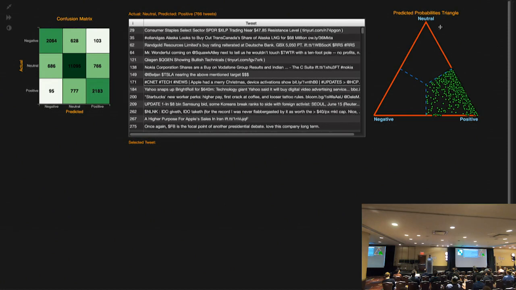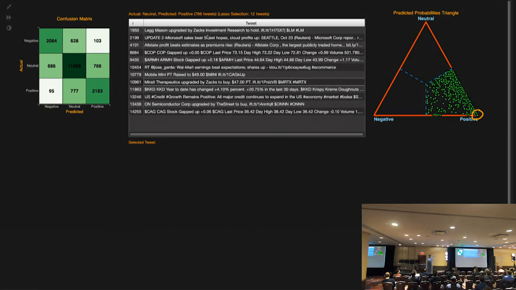So let us look at this probabilities triangle to see if it can help us in identifying these data issues. We see that points which are close to this positive vertex are interesting, because the model seems to be supremely confident that these are all positive, because they are very close to the positive vertex. So let me select them using a lasso here, and we are looking at the filtered tweets. Let me read through these tweets for you.